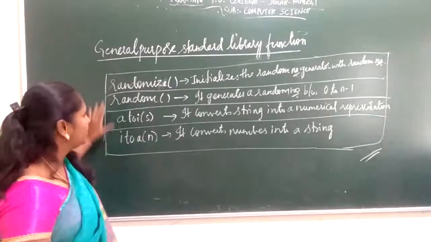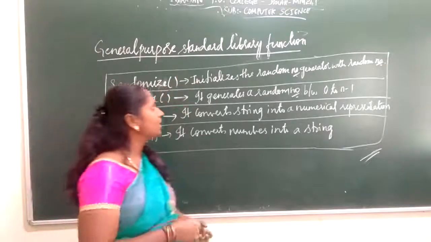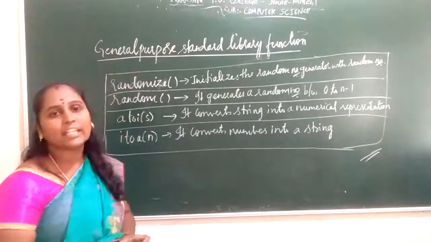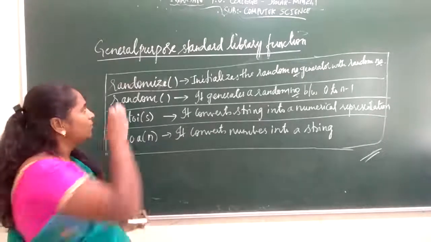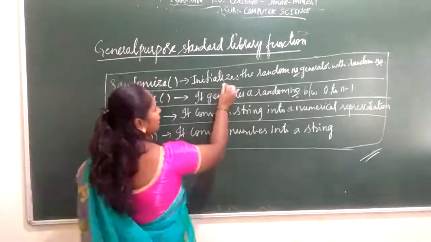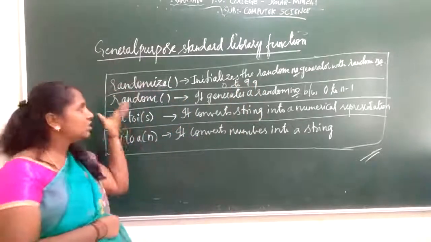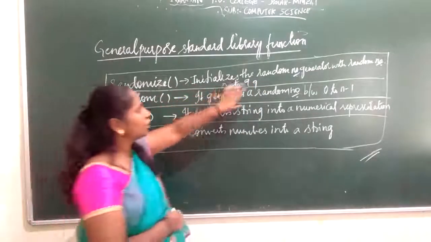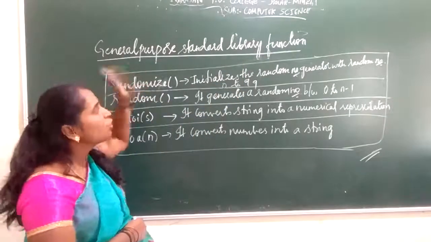There are four different types of function. The first one is randomize. What is this randomize statement? It initializes the random number generator with a random number. Suppose I am given the range 0 to 99. That is my number range, and randomize is going to initialize it.